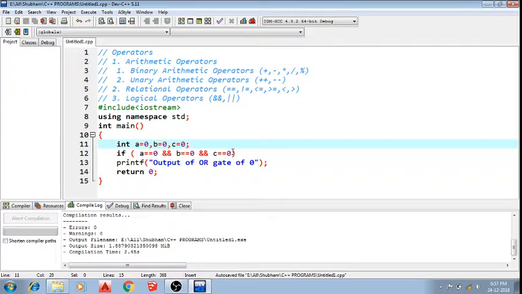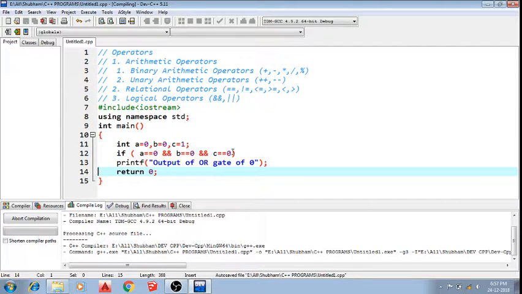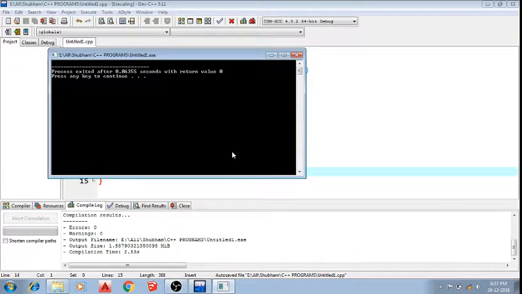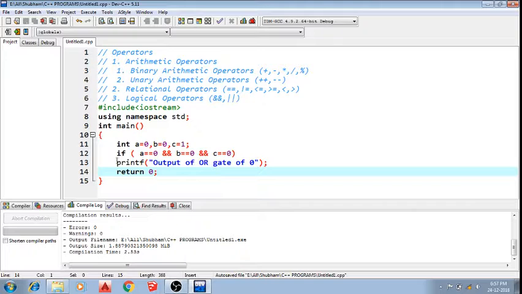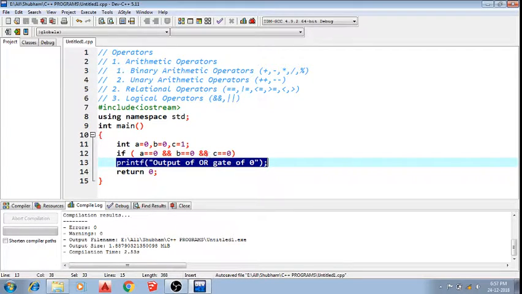Okay, let's take C is equal to 1. If we take C is equal to 1, then the output will not be 0, so the output will be 1. So actually nothing will be printed. We do not have many printf functions here. You can see this line is just ignored because the condition is false, because C is not equal to 0, C is 1. So whenever we use AND, all the conditions should be true for a true answer, else they will go to the else part, or they will just skip the if part.